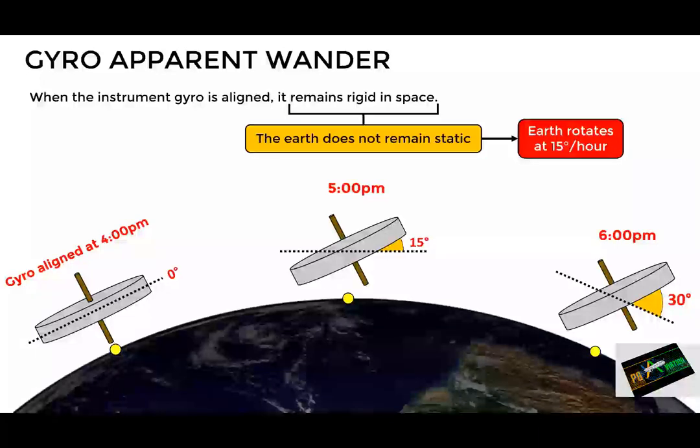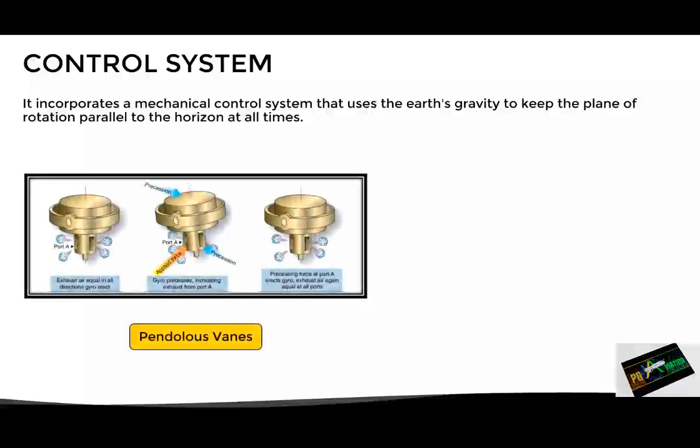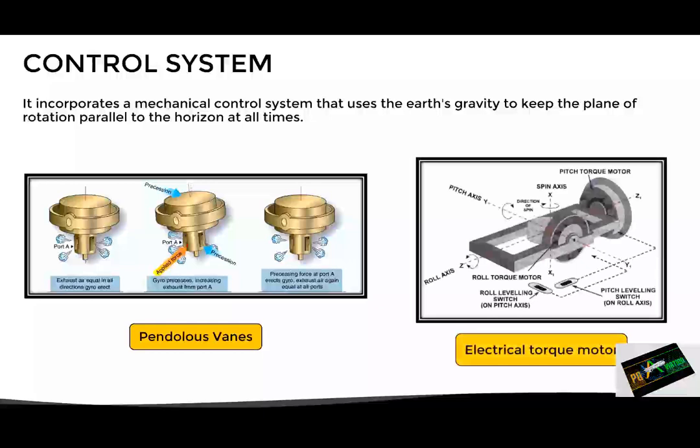It is therefore important that the plane of rotation of the gyro realigns itself constantly, so it remains parallel to the horizon. To do so, it incorporates a mechanical control system that uses the Earth's gravity to keep the plane of rotation parallel to the horizon at all times. In air-driven gyros, a pendulous vanes system is used, while in the electrical-driven ones, an electrical torque motor is used. However, we will not go into detail on how these control systems work, as they are not operationally relevant.